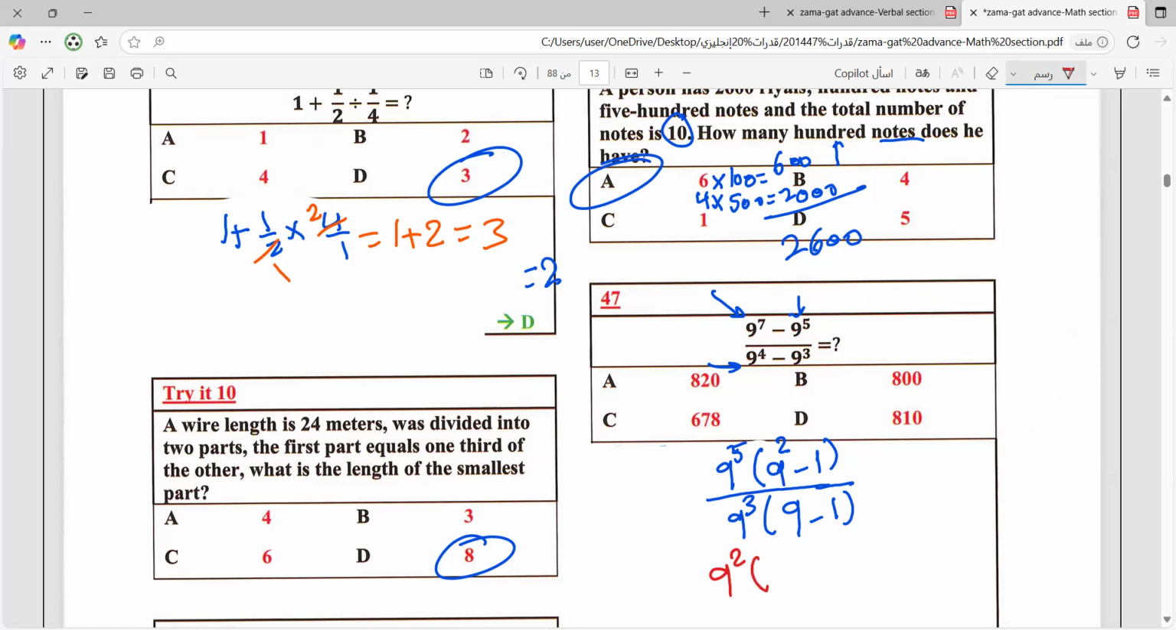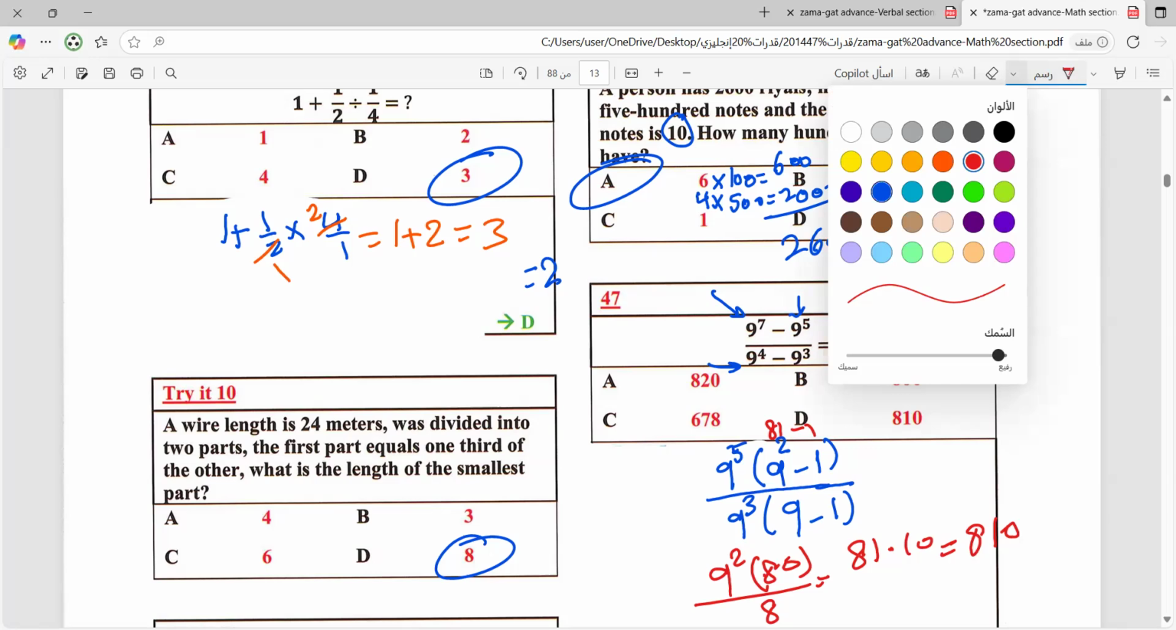9 to the power 2 is 81, minus 1 is 80, over 9 minus 1 is 8. Then 9 to the power 2 is 81. 80 divided by 8 equals 10. So the answer is 810. Is it?